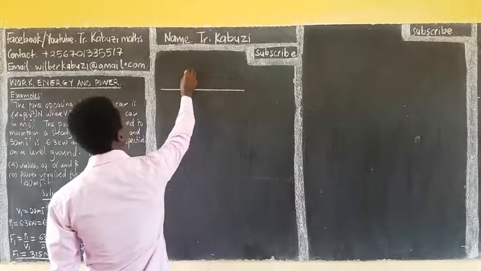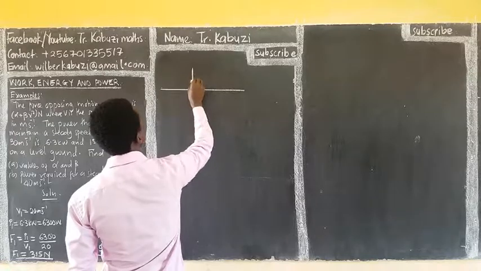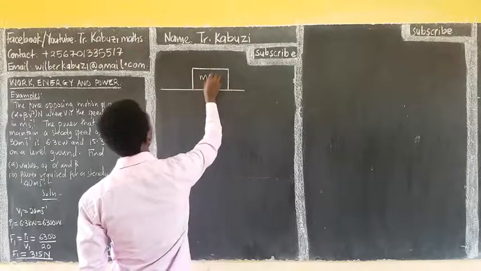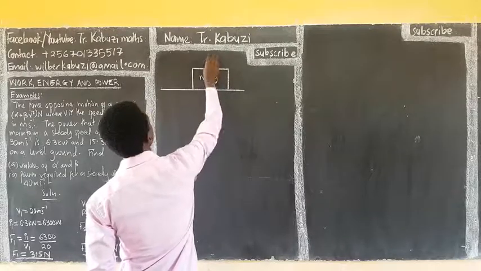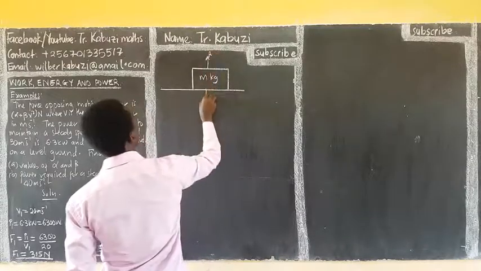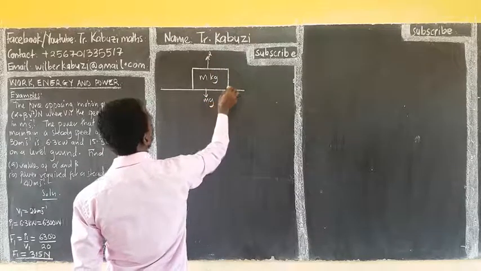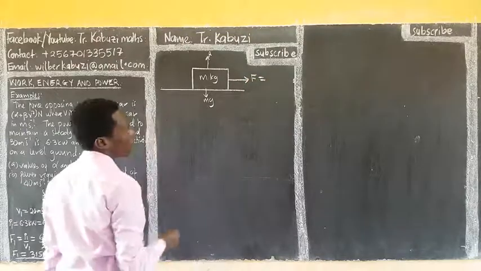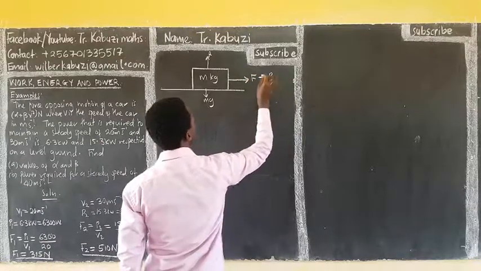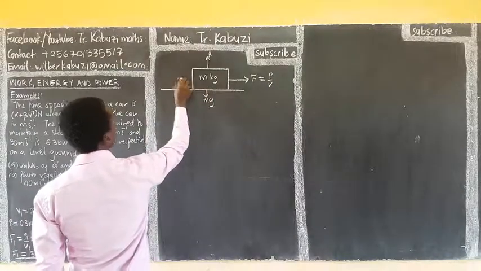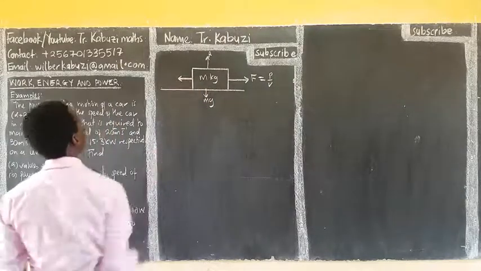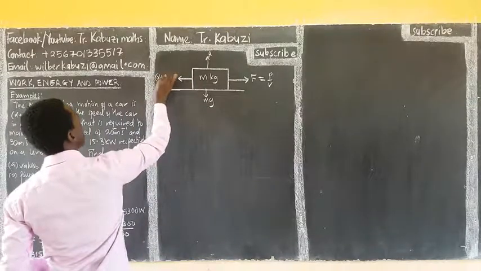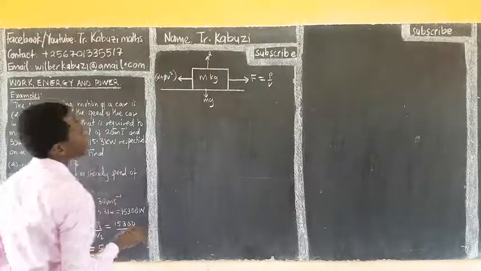Now we draw our diagram to show all that we've been talking about. This is my vehicle. Of course, it has a mass of m kilograms, which I don't know. This is the reaction, and this is mg. The car has a force driving it forward, given by P over V. And on this side we have a resistance, which is given by alpha plus beta V squared.